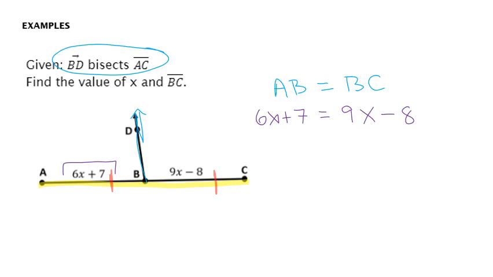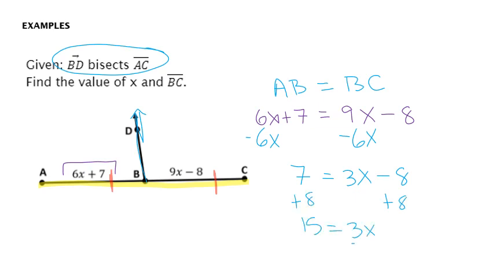So if we go ahead and subtract and solve, I'm going to subtract 6X. And then just simply add and solve. And so we're going to get our value for X to be 5. So whenever we have a point that's a bisect, or something that's being bisected or midpoint, it's making two equal segments, and you're setting the values of those segments equal to solve.